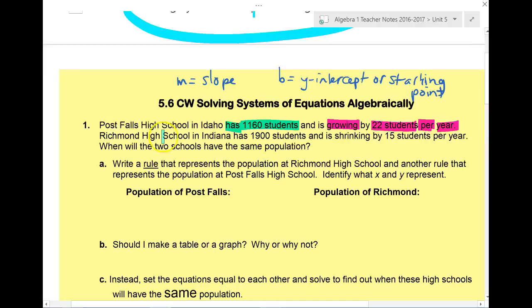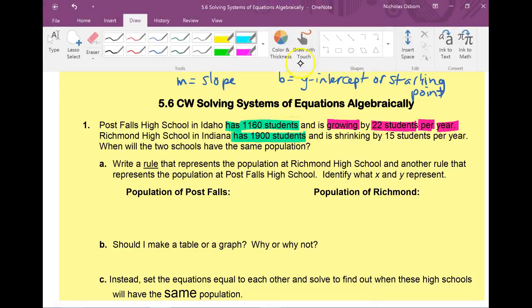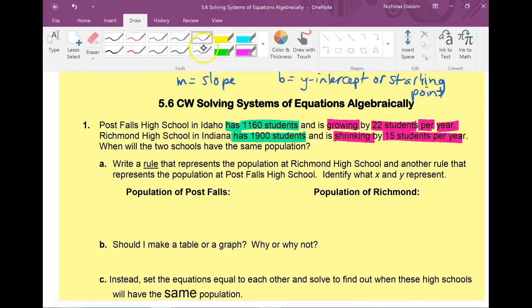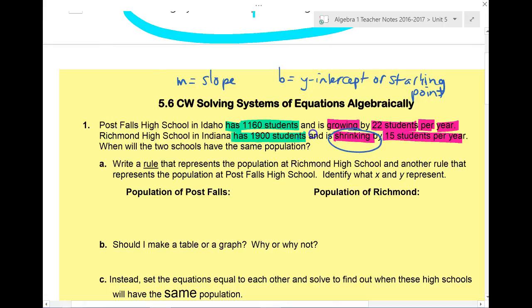Now for Richmond High School in Indiana, which has 1,900 students. Again the same word, has 1,900, and is shrinking by 15 students per year. What we need to keep in mind is that it says shrinking. Shrinking doesn't mean getting bigger, it means getting smaller, which means a negative slope.